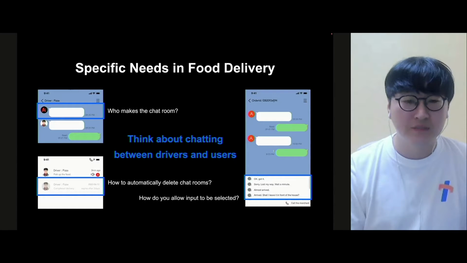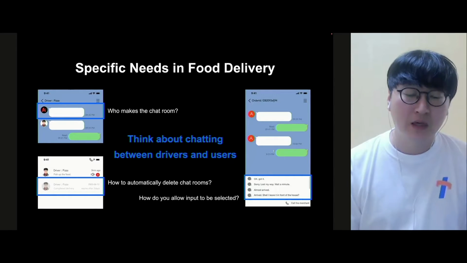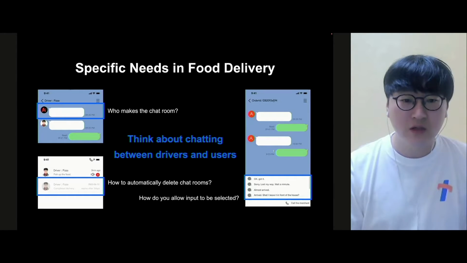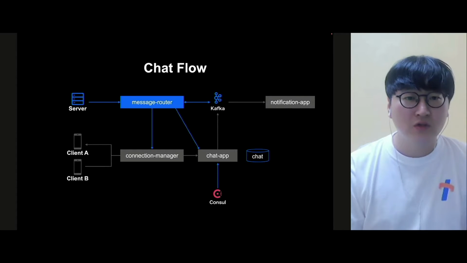But if the user is to set it up, it's more complicated because he or she doesn't know who the driver is. And also, the chat room has to be removed after the delivery is completed. And a given message sometimes needs to be capable of being chosen and sent. Now, how should we support all this?